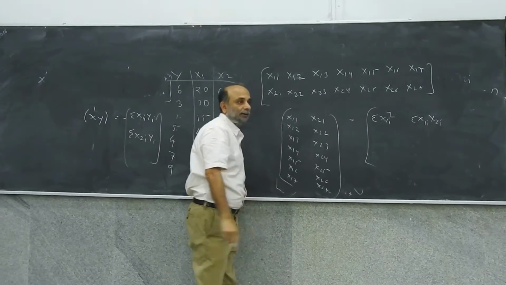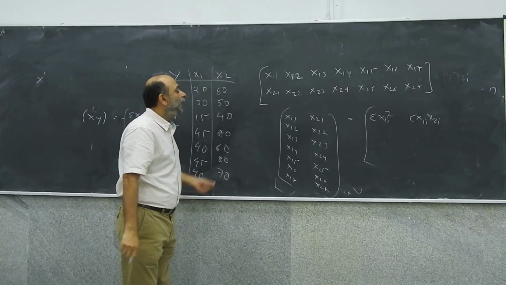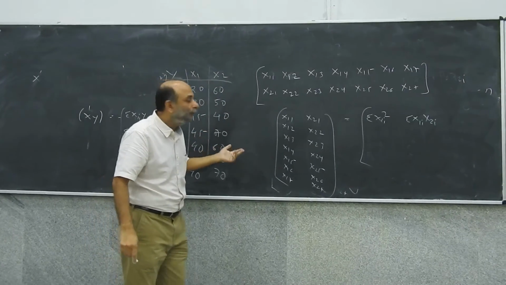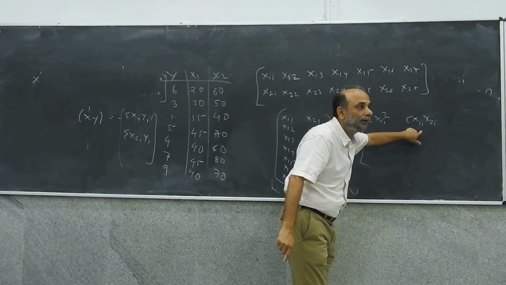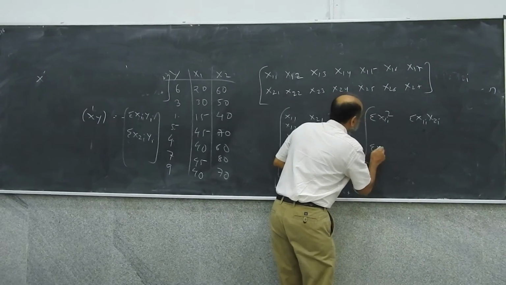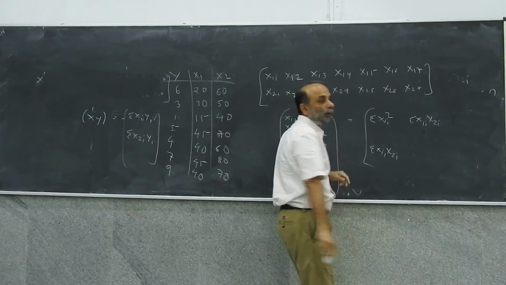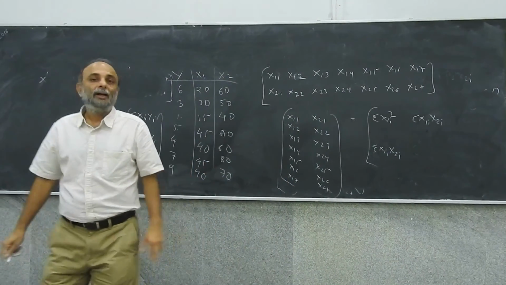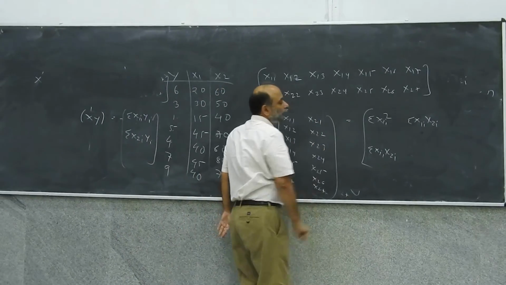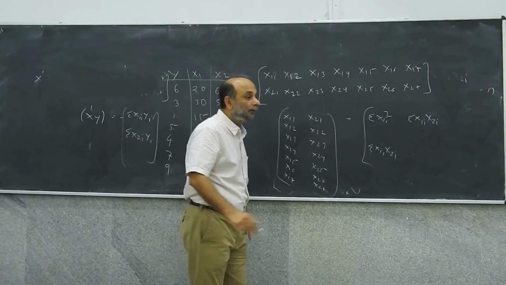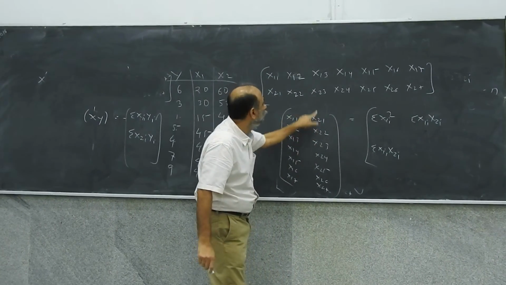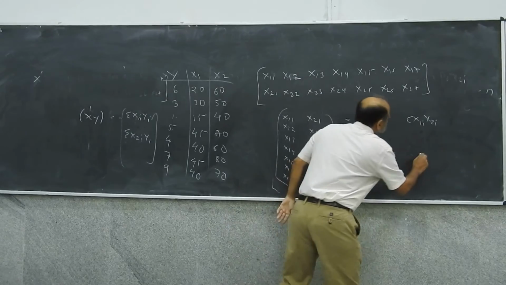What is the second row, first column? This into this, which will be x21 into x11 plus x22 into x12, just the same number. Yes. So that would be summation x1i x2i, right? And what will be the last row, last column, second row, second column? This into this. So it will be x21 square plus x22 square plus x23 square. So this is summation x2i square, right?